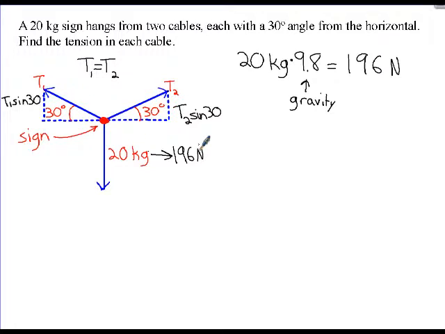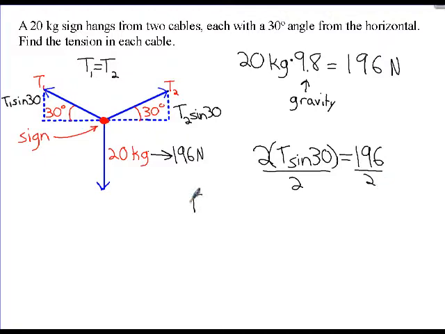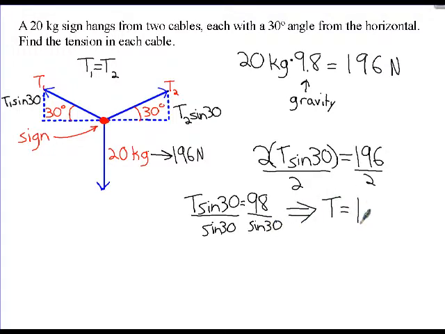Since T1 and T2 are equal, we are going to multiply 2 by T sine 30 to equal 196. Solve for T. Divide both sides of the equation by 2. We then get T sine 30 equals 98. Now, divide both sides by sine 30. The sine 30s on the left-hand side will cancel out. After calculating 98 over sine 30, T equals 196 newtons.